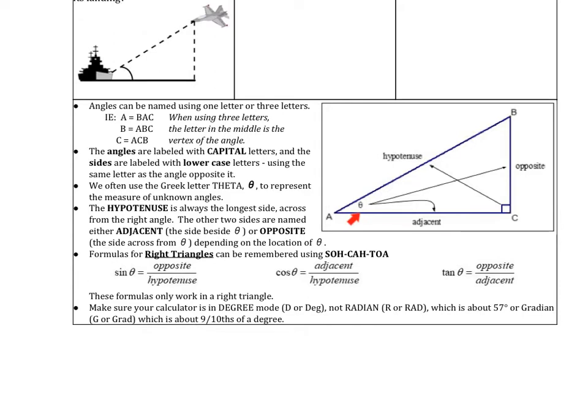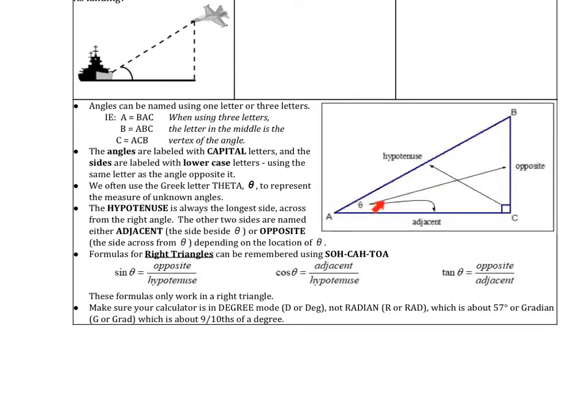And how the three sides are labeled depends on whether the reference angle is at angle A or at angle B. Now, one thing that is always for sure is that the side opposite the right angle is called the hypotenuse, and it is always the longest side of the triangle. Now, if the reference angle is here, the side that is not touching that angle is called the opposite side. So it is opposite that angle, and that's why it's called the opposite side.